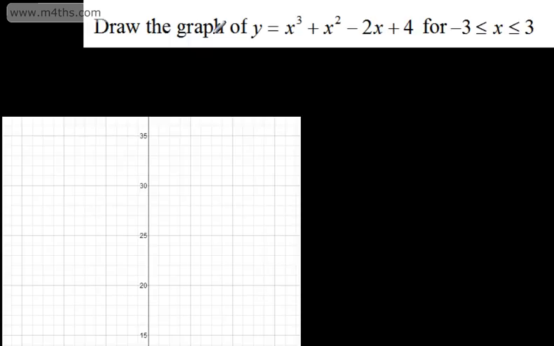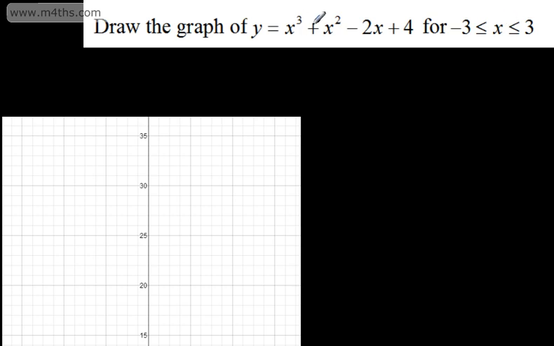In this video, we're going to look at drawing cubic, reciprocal and exponential graphs from a table of values. Let's start off with a cubic graph. We're asked to draw the graph of y is equal to x cubed plus x squared minus 2x plus 4 for x between negative 3 and positive 3.